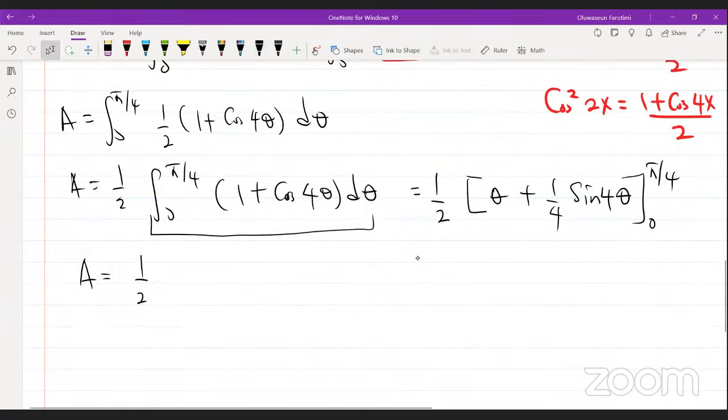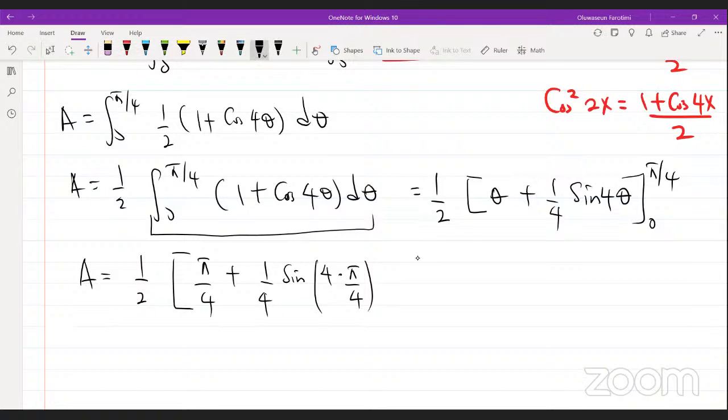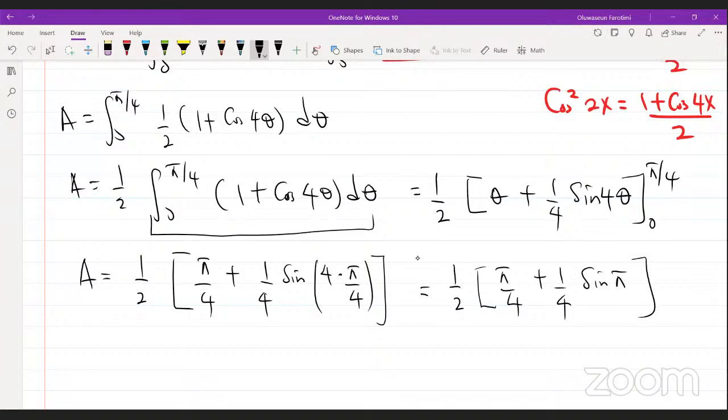So my A becomes 1/2. Plug in the top: you have pi over 4 here, plus 1 over 4 sine of 4 times pi over 4. I don't have to bother about the lower bound because it's just 0: sine of 0 is 0, and the rest is exactly 0. So this is going to be 1/2 times pi over 4 plus 1 over 4 sine of pi. At the end of the day, my A is just pi over 8. That means the area enclosed by one loop of the four-leaved rose is pi over 8.